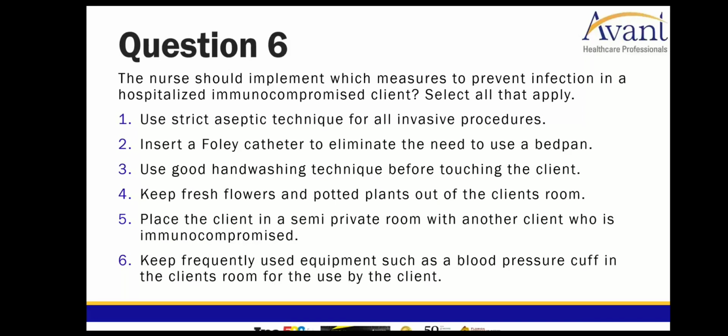5, place the client in a semi-private room with another client who's immunocompromised. And 6, keep frequently used equipment such as a blood pressure cuff in the client's room for use by the client. Once again, pause your video, think of the question, apply your 6 steps, and answer each answer individually. I'll see you back.